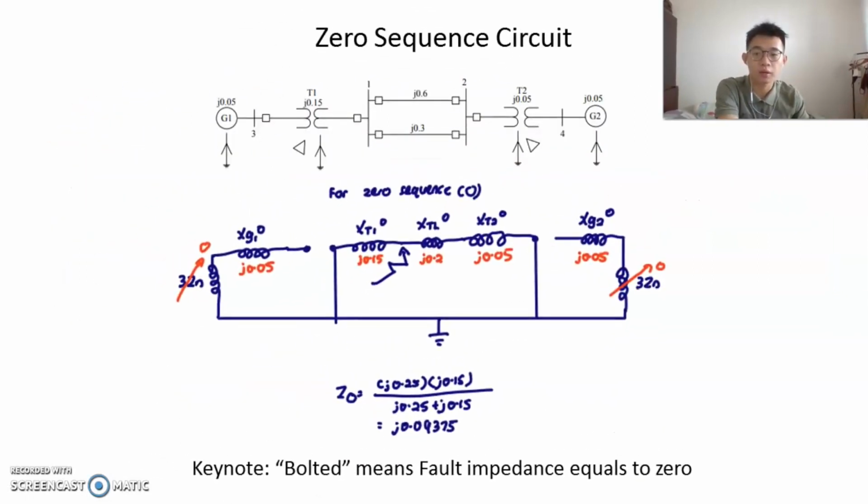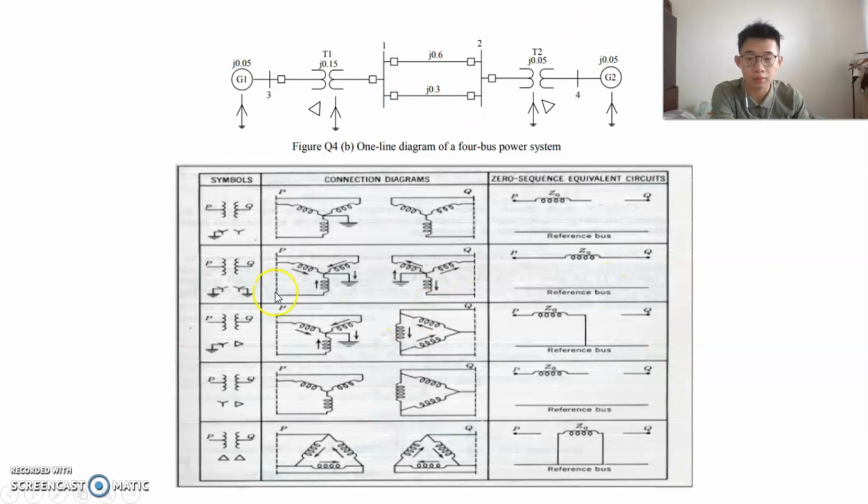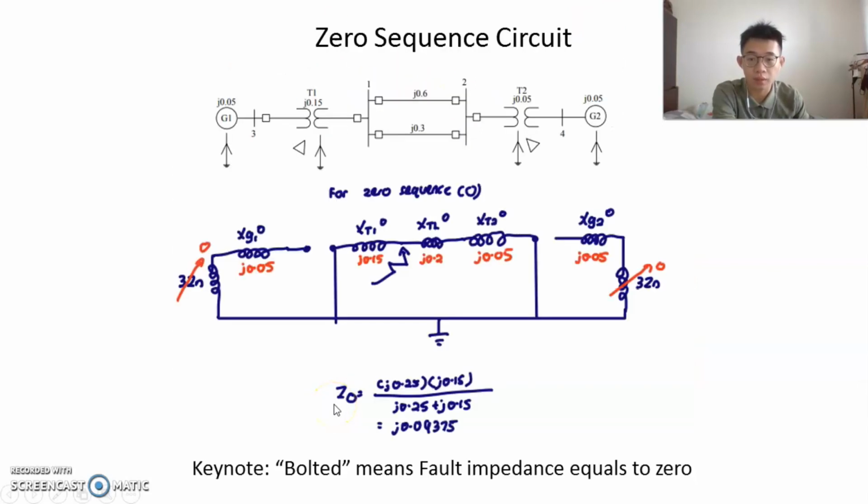Okay, now we're going to see how we're going to get the zero sequence circuit for the given circuit for the question, and we're going to do it with the help of the table here, which I've shown just now. First, it's going to be a generator. The generator impedance is J0.05, followed by the transformer T1. Transformer T1 is connected from delta to Y to ground.